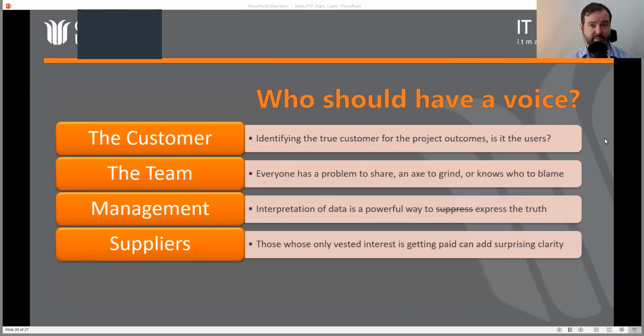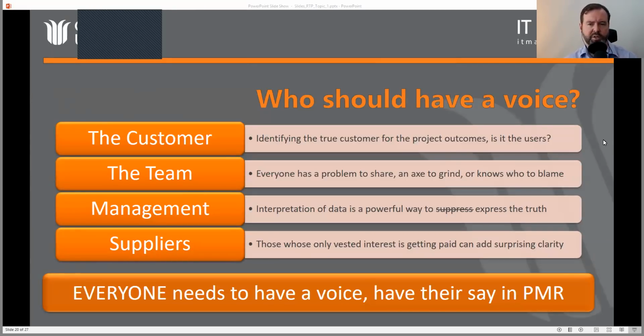The suppliers have a voice. This is the unusual one that doesn't always get taken into account. So in project management recovery, everyone needs a voice. Everyone needs to have their input taken into account before we decide exactly how we go about project recovery.